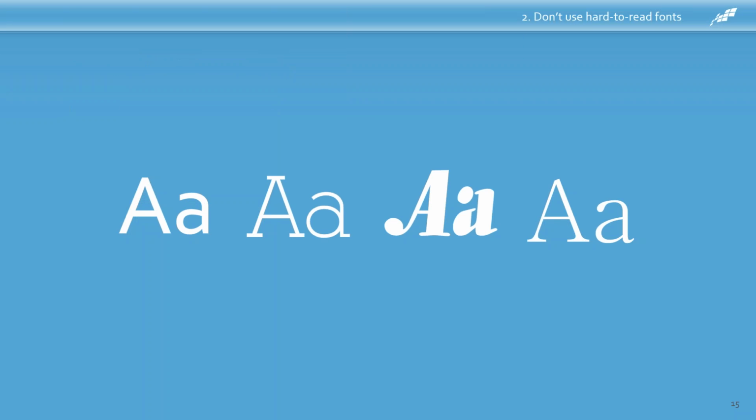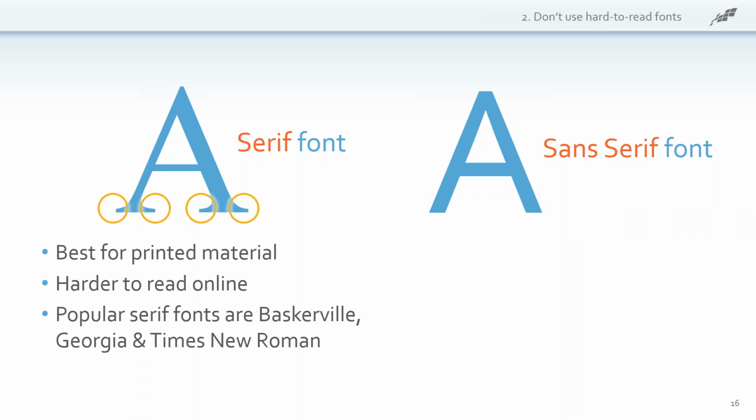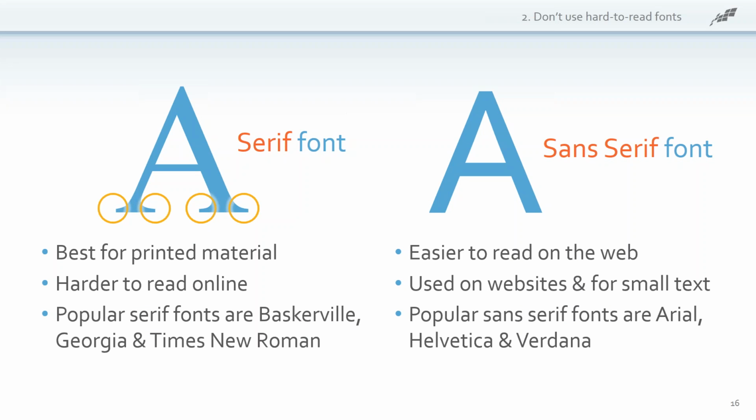So here are some different font types. There's serif and sans serif, and you might have heard this expression before, but if you're like me, you probably have no clue what the differences are. So I'm going to explain the differences between serif and sans serif fonts. Serif fonts are best for printed material. They've got these cool little things at the bottom that look like little stands, but they're harder to read online. Think Bookman, Georgia, Times New Roman, those types of fonts.